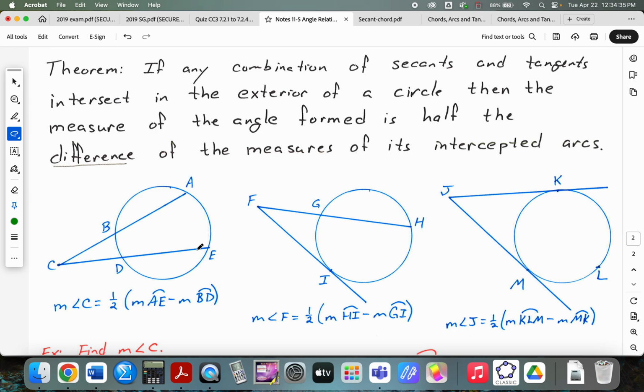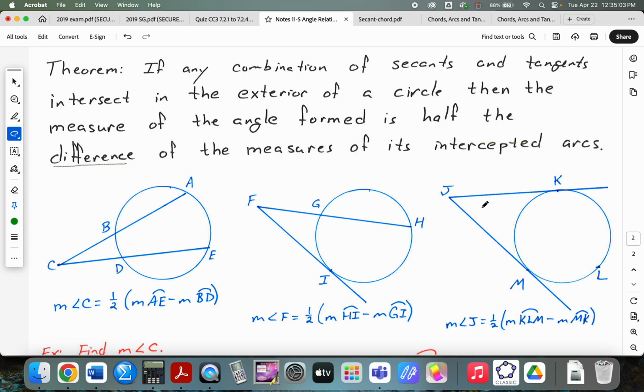This looks a lot like the one we just looked at. The measure of angle C would be half arc AE minus arc BD. Here, now this has gotten to the place where this is a tangent. It's still half of the big arc HI minus the smaller arc GI gives you the measure of angle F. And then if you continued to work with it, you could get it to where they're both tangent lines.